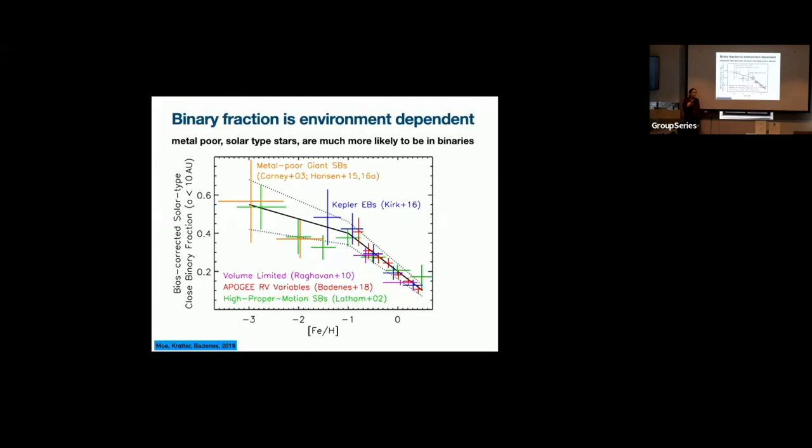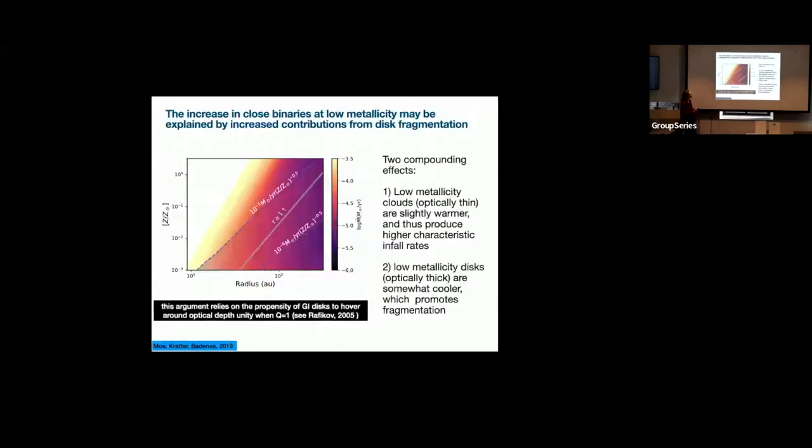And so this should be telling you something about the formation process. What we've proposed is that this may actually be related to an increase in the frequency of disk fragmentation at low metallicity. The way I like to think about this is that, for the most part, disk fragmentation is controlled by just dumping too much mass onto the disk and making it unstable, because it's hard to cool a disk down.